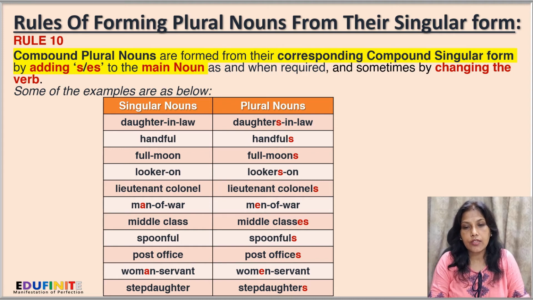Handful changes to handfuls. Full moon to full moons. Here moon is the noun, so we are adding s after moons. Looker-on. Here looker is the noun, so we are adding s to make it plural, lookers-on. Next, lieutenant colonel. It becomes lieutenant colonels. Next, man of war. Here the noun man is being changed to men to make it plural, men of war. Middle class is being changed to middle classes. Spoonful to spoonfuls. Post office to post offices.